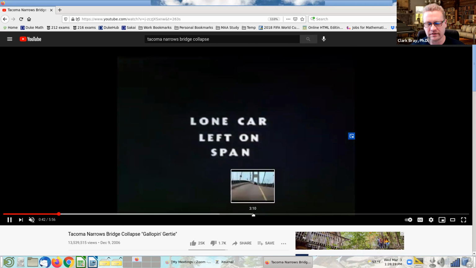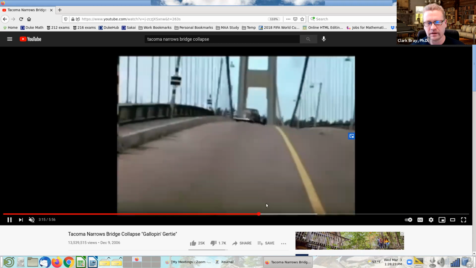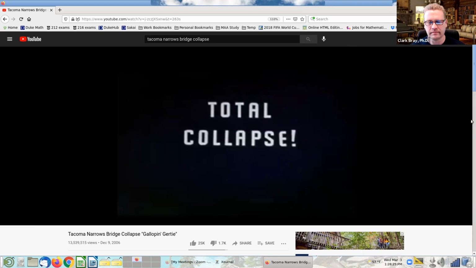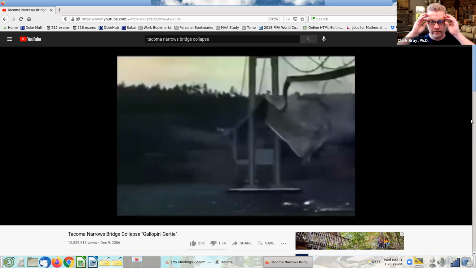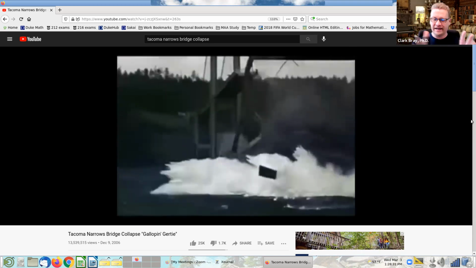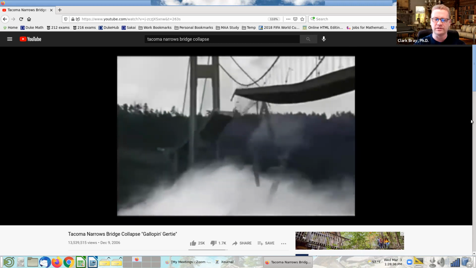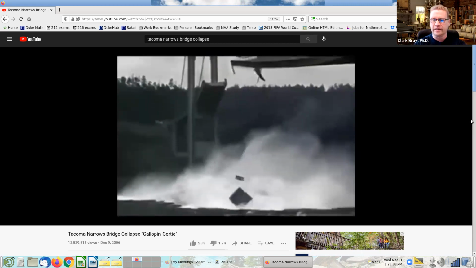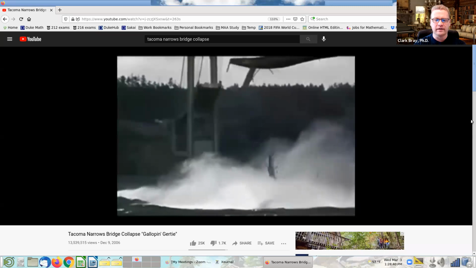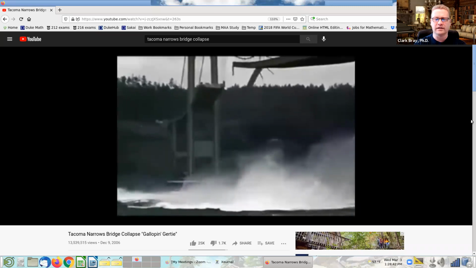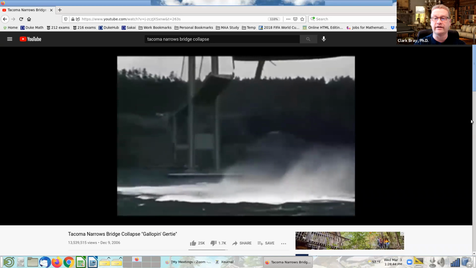So I'm going to go forward here to where the collapse happens. And apparently they cut away the camera right at the wrong point, but then they got it back on it just as it was in the process of collapsing. So the bridge was destroyed, right? And this is a jaw-dropping phenomenon, and very, very scary, of course, as well.